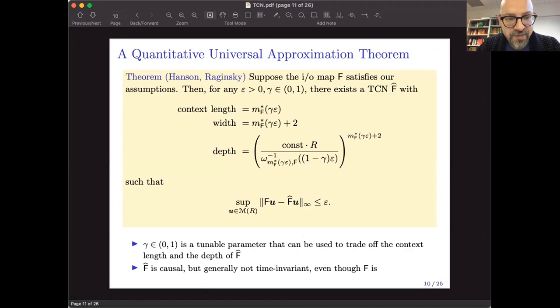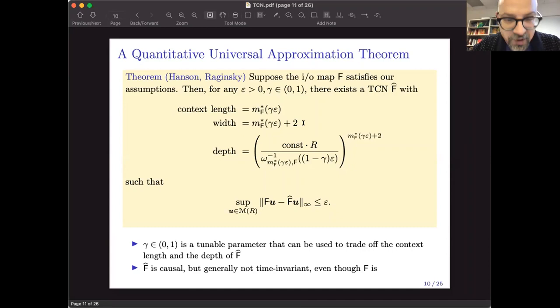So suppose our map F satisfies these requirements. Then for any desired epsilon, which is the accuracy I want, and some gamma, which is kind of a tuning parameter, I can construct a temporal convolutional net F hat with the following parameters. The context length, which is the width of the window that you slide along your sequence, is determined by the memory length of your system at resolution gamma epsilon. Gamma is between 0 and 1. In principle, you can set gamma to 1 if you want, and therefore you will have epsilon approximation, or you can set gamma to 1/2 or something like that.